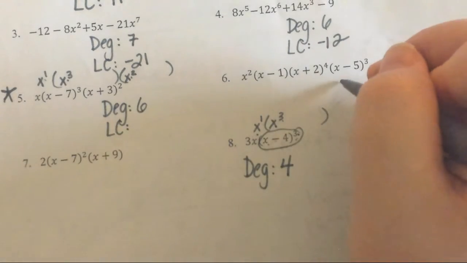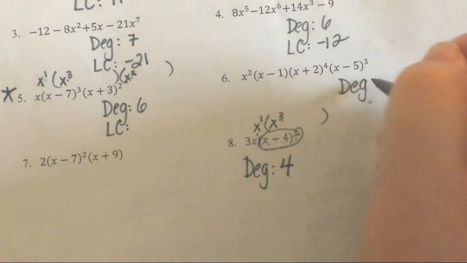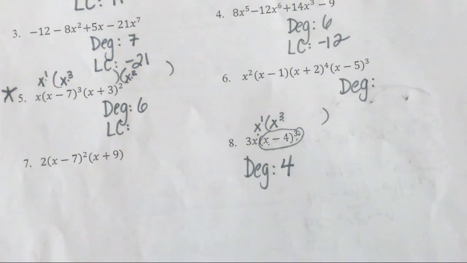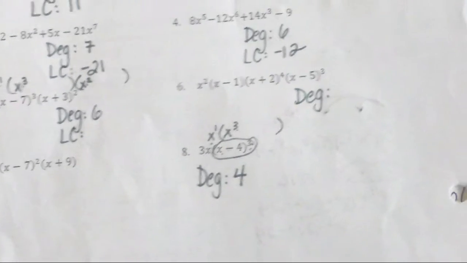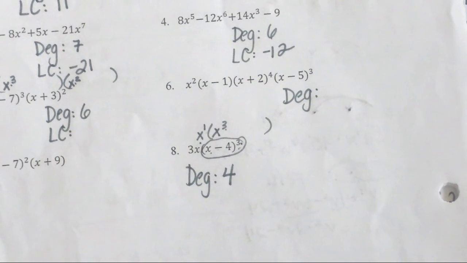Can someone tell me what the degree could be on number 6? Now, I keep saying could be because there's always the chance, when we were combining like terms, that some of our like terms canceled out our big guys. There's always that potential, I guess. Okay. 6 is kind of hard.